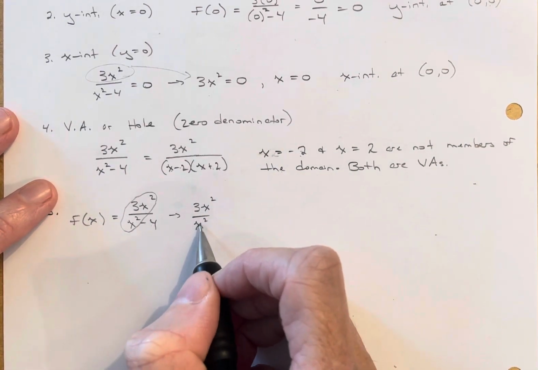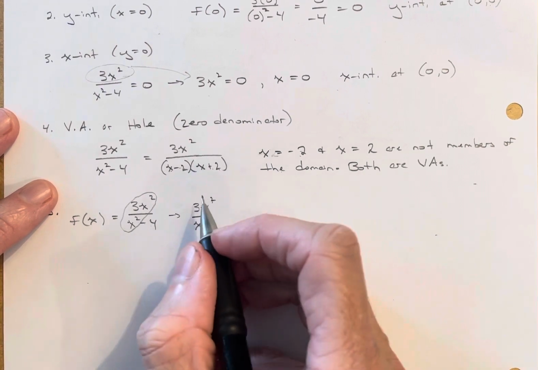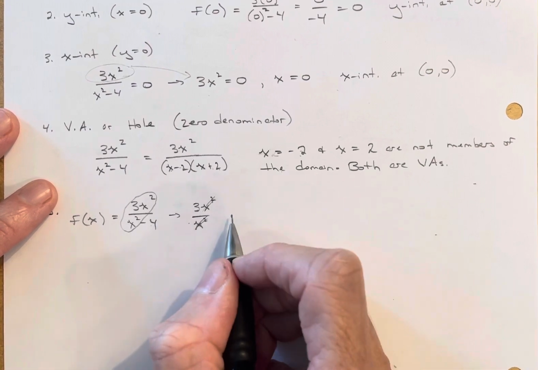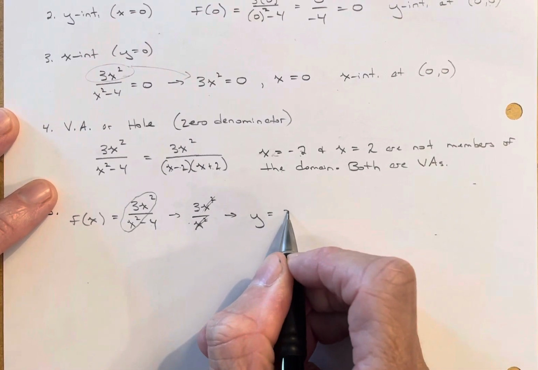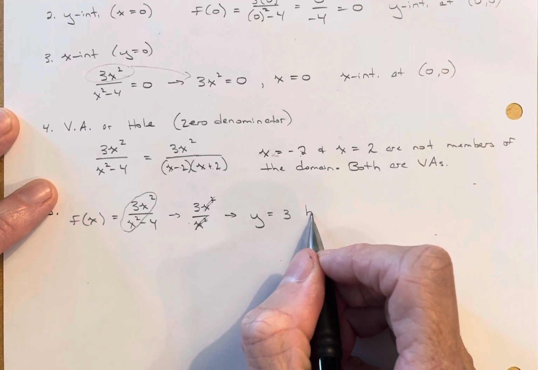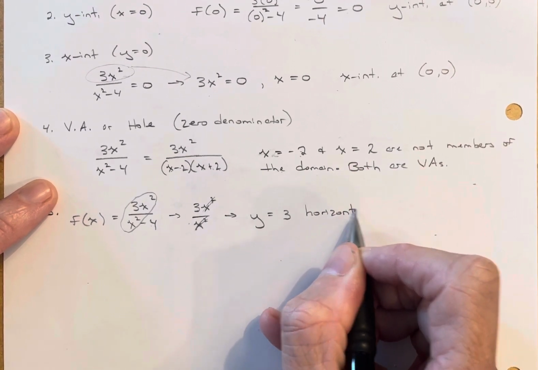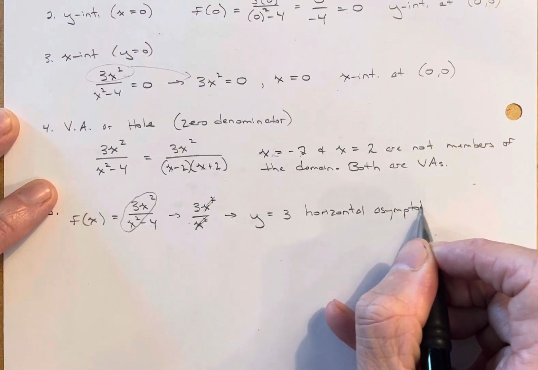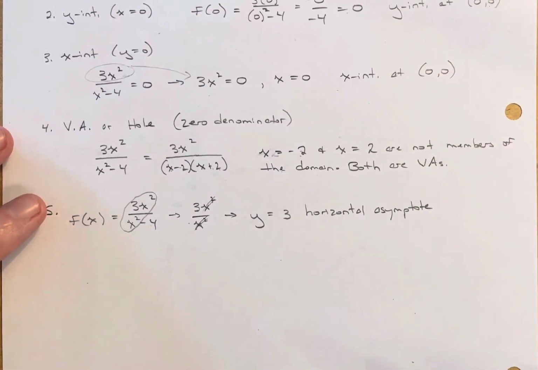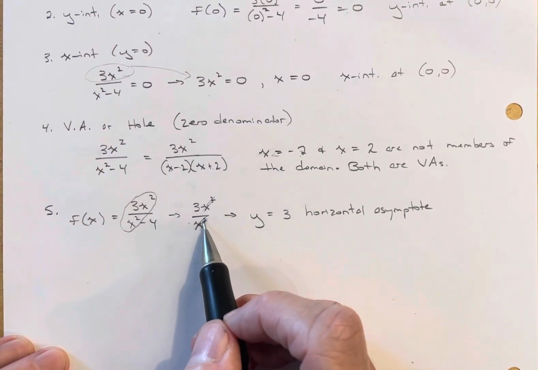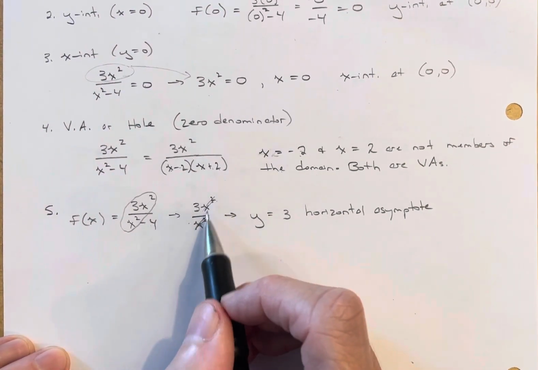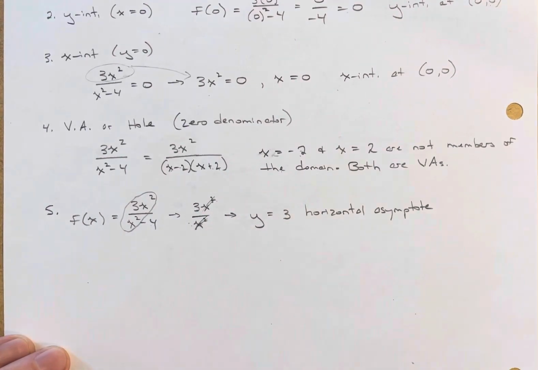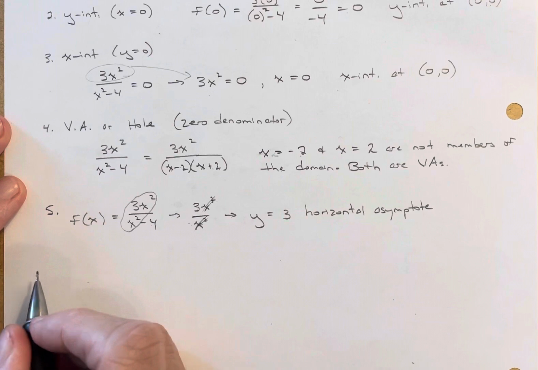And we notice we have the same degree in the numerator and denominator, so those would cancel each other out, and we're left with 3 over 1, which means y equals 3 is a horizontal asymptote. And of course, as we know, we can only have one horizontal asymptote. When the degree is the same, we can essentially cancel it out, and we're left with 3 over 1, which is 3. Okay, now let's plot some points.